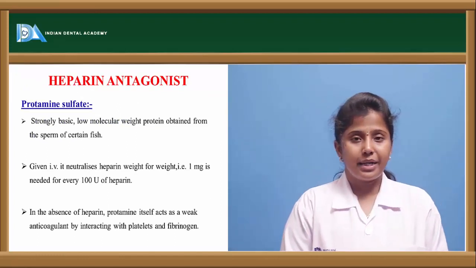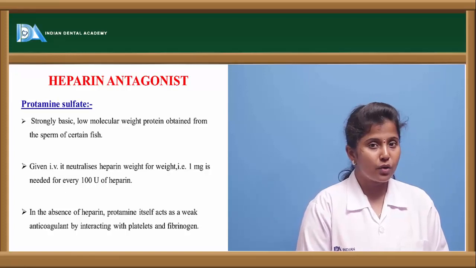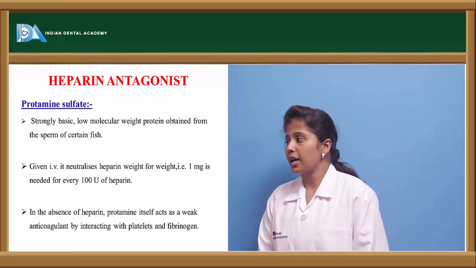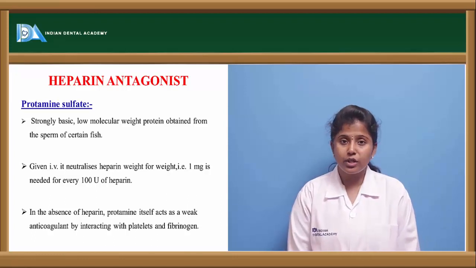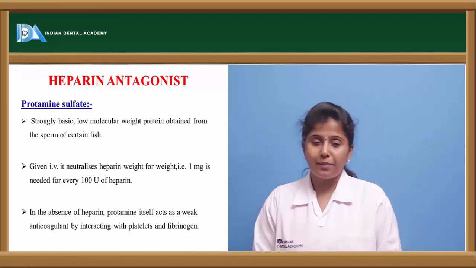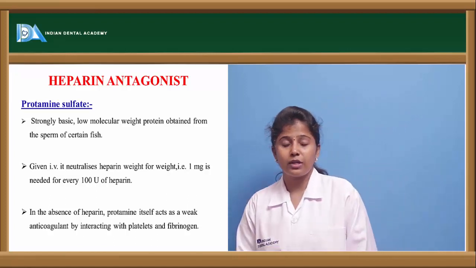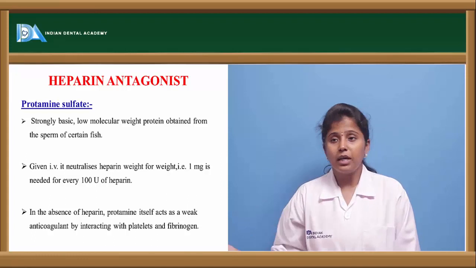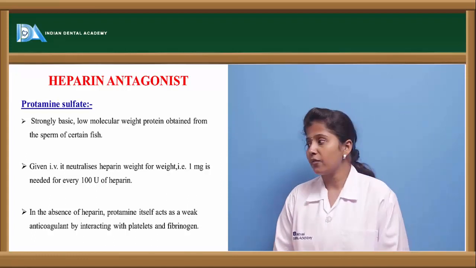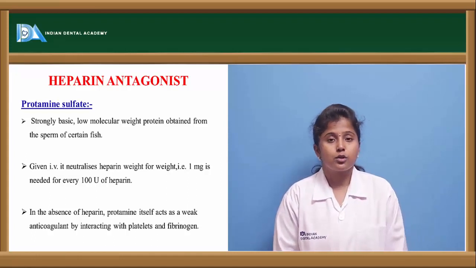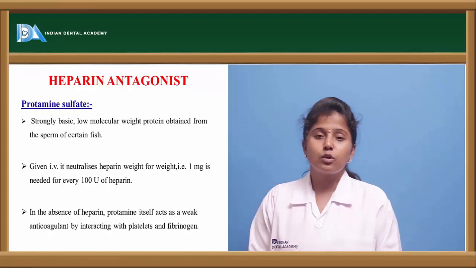Now let us see the heparin antagonist. So how do we antagonize the severe actions of heparin? Drugs like protamine sulfate are given. Protamine sulfate is one of the antagonists of heparin, and it is strongly basic in nature. As heparin is strongly acidic, in order to antagonize it, a strongly basic compound is given, and it is of low molecular weight, and this is obtained from the sperms of fish. So this is extracted from the sperms of fish, and this is given mostly through IV route.